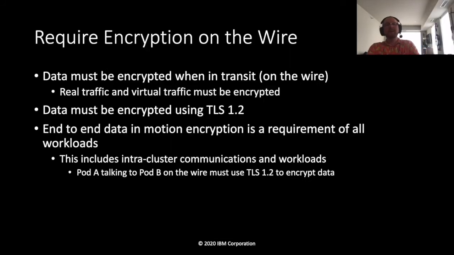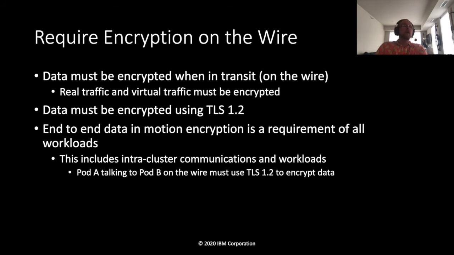So any data, when it's in transit or on the wire, that includes virtual and real traffic, must be encrypted using TLS 1.2. And this is the end-to-end data in motion encryption, and it's a requirement of all workloads. And I just want to call out specifically here that this does include intra-cluster or pod-to-pod or service-to-service communication as well. So let's say pod A talks to pod B on the wire using HTTPS or HTTP. This has to be done with TLS 1.2, so we're going to force it to be HTTPS to encrypt the data.